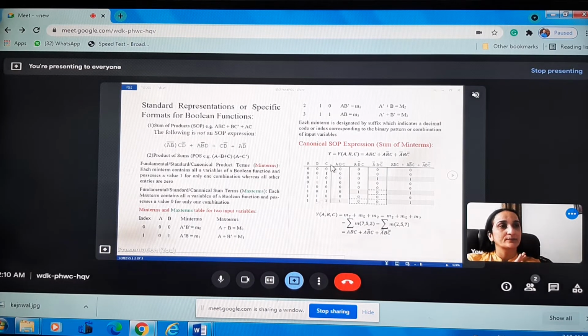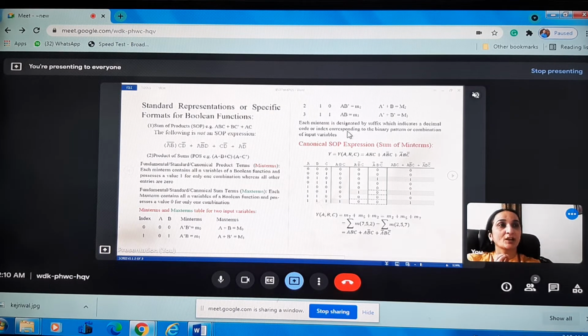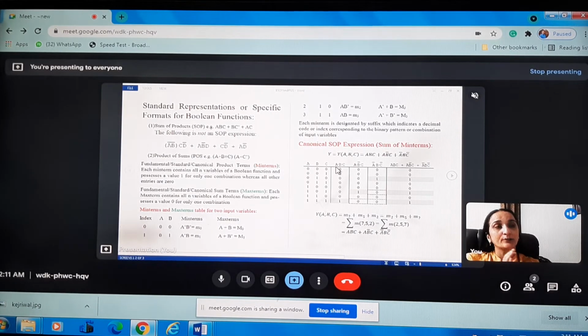So we can see it. First we examine the first product term A dot B dot C. Now this product term will be equal to 1 only for one combination. Each minterm possesses a value 1 only for one combination. That is, when A dot B dot C is equal to 1, all the inputs should be 1, so A should be 1, B should be 1, C should be 1.